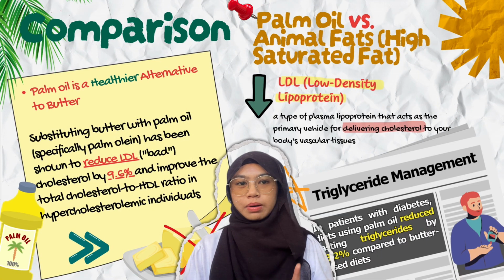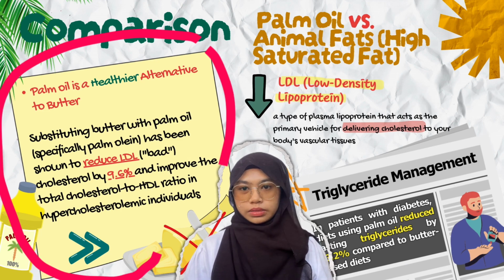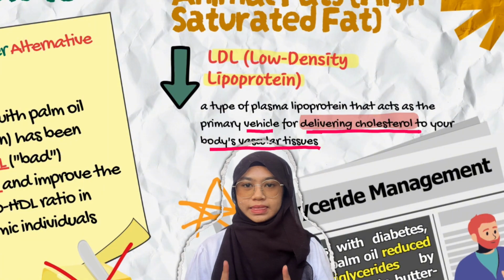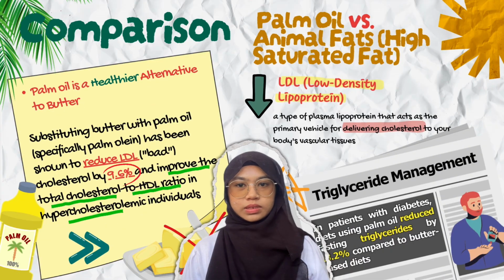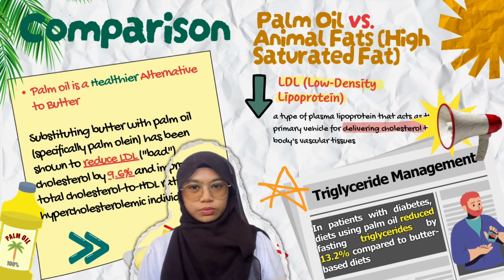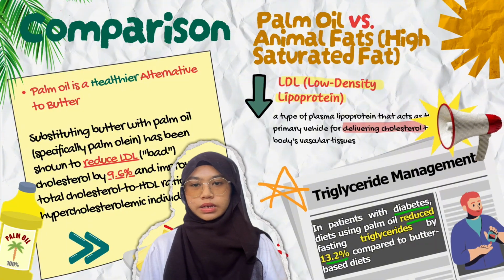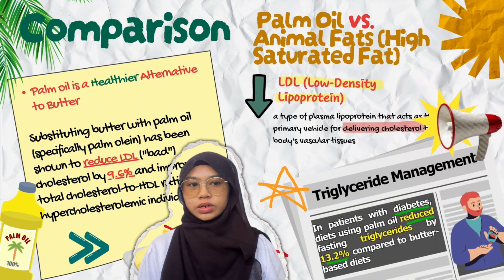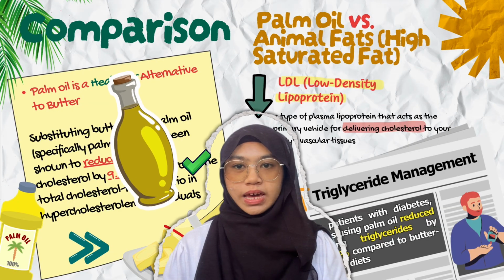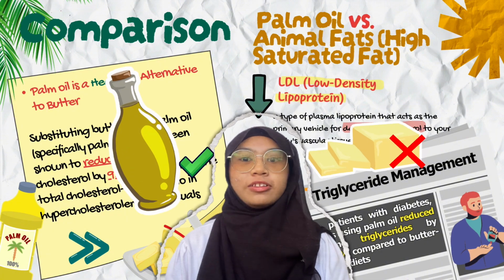First, let's compare palm oil with animal fats such as butter. Research shows that replacing butter with palm oil can reduce LDL cholesterol, which is also called bad cholesterol, by about 9.6%. It can also improve the cholesterol balance in the body. For people with diabetes, diets using palm oil can reduce fasting triglycerides by around 13.2% compared to a butter-based diet. This means palm oil may be a healthier alternative compared to animal fats with very high saturated fat content.